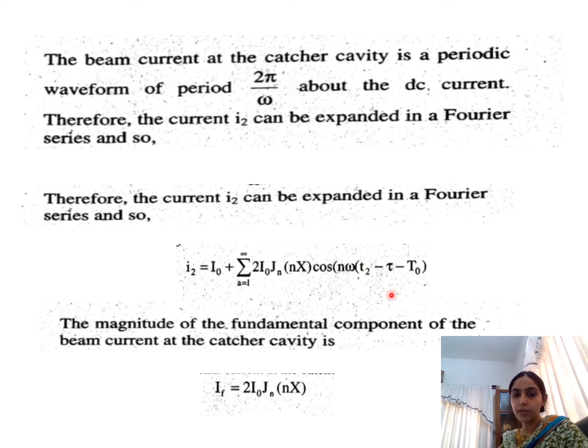Now from this expression we can say the magnitude of the fundamental component of the beam current at the catcher cavity can be given by taking only the magnitude, 2 I0 Jn of nx. So from this expression we have written the magnitude of the fundamental component of the beam current at the catcher cavity.